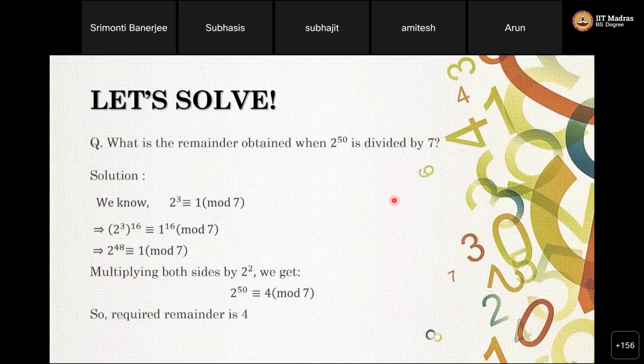So I'll just discuss why I did the solution the way I did. Because see, it's always easier to raise the power of 1 or minus 1, right? Because we'll always get a result of 1 or minus 1. So I chose 2 power 3 because it gives me a 1 in my right hand side. And then I had to get to 2 power 50. So I raised it by 16, which is the closest that I can get. And then to get 2 power 50, I multiplied both sides by 2 squared. Hope it's clear. So here in the RHS, we get a remainder of 4.